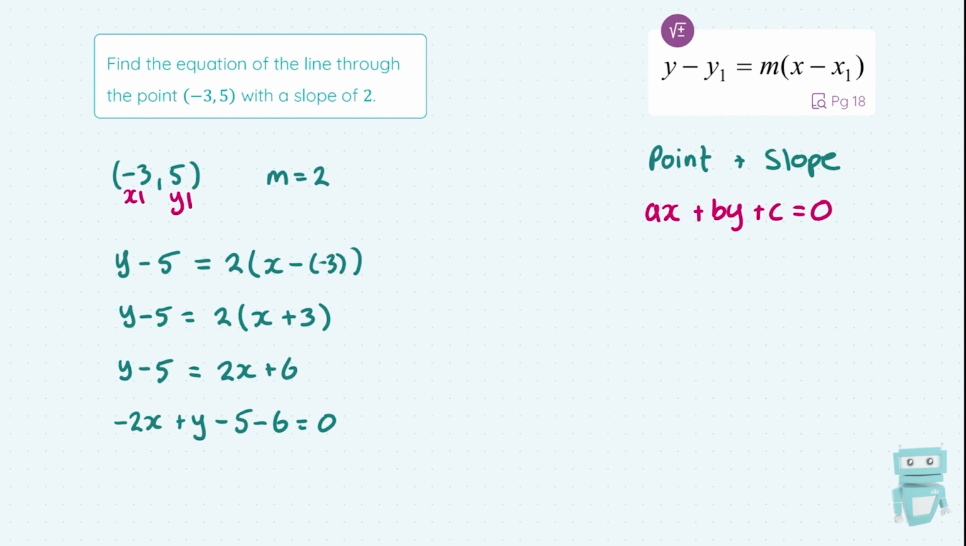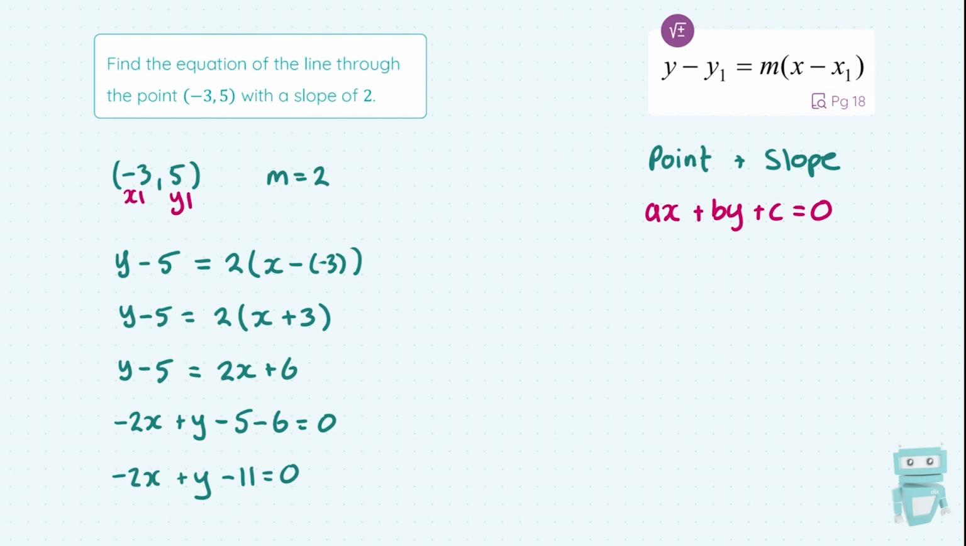And then what I'm going to do is just tidy up the constants at the end. So I'm going to get minus 2x plus y minus 11 equals 0. And that's the equation of the line here, folks. What we have to do is take our slope, take our point, sub it into the formula, and then do a little bit of tidying up and rearranging to get it all over to one side.